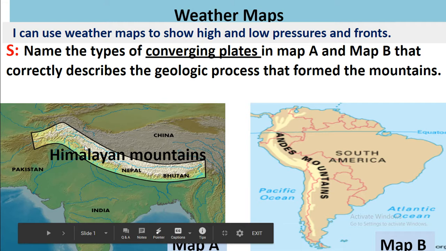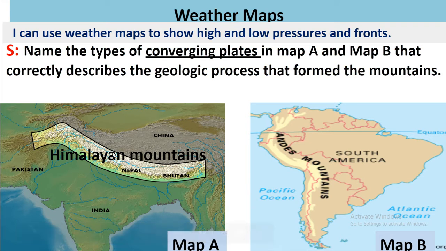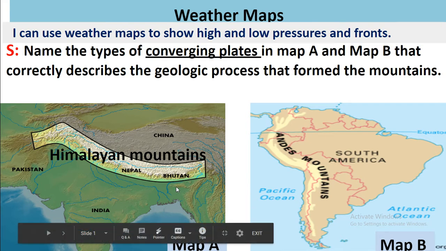So here we have the Himalaya Mountains. So we have converging plates coming together of a continental plate. We have the India continental plate converging with the China continental plate, and you get these folded mountains.